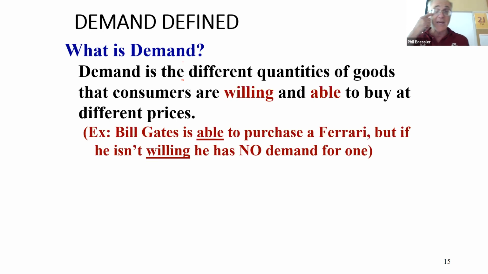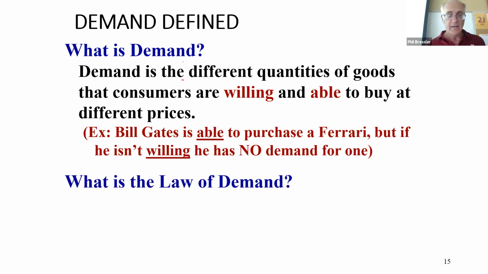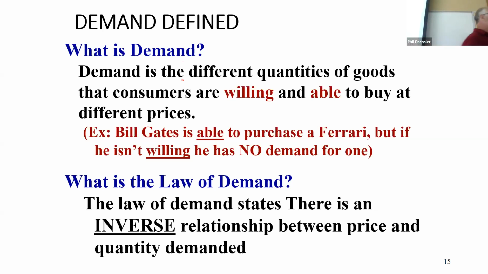Okay. So Bill Gates is able to purchase a Ferrari, but if he isn't willing, he has no demand for one. And me, I might want to buy a Ferrari, but since I'm not able to, I don't have demand. All right, now the law of demand. The law of demand states there's an inverse relationship between price and quantity demanded, meaning when price goes up, quantity demanded goes down. And when price goes down, quantity demanded goes up.